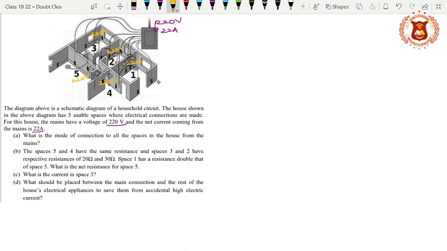In each room, the voltage remains the same, but the currents get divided, right? The main current is 22 amperes, and it gets divided among these rooms. Now, let us draw the equivalent circuit here.